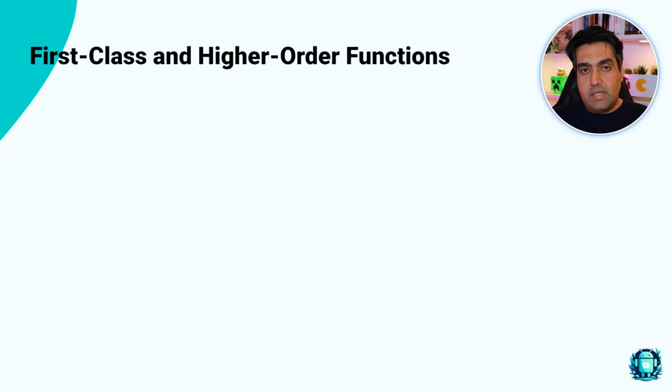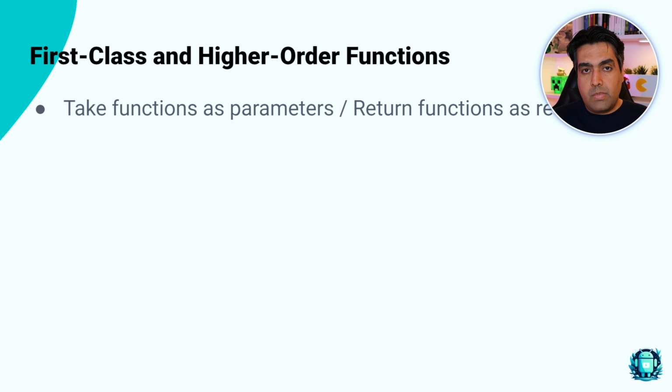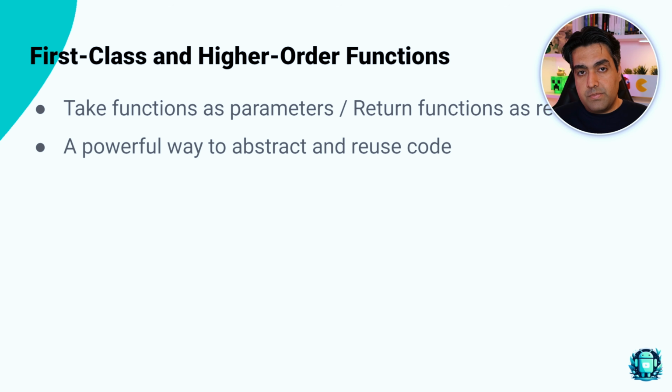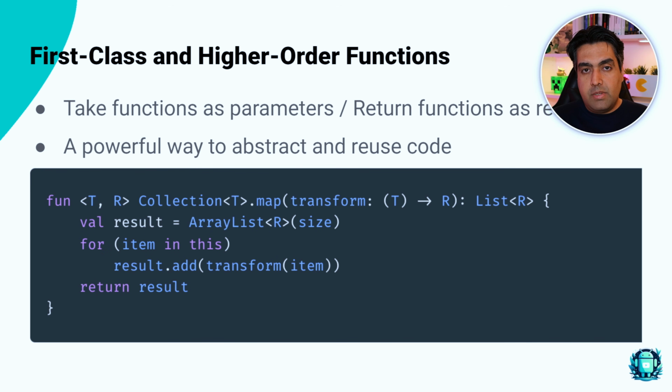Next, we have first class and higher order functions. Higher order functions can take other functions as parameters or return them as results. They provide a powerful way to abstract and reuse code. This example shows a collection map higher order function which gets a transform function and applies it to all the elements. As you can see, Kotlin treats functions like any other variable. You can pass them around and use them as you like.